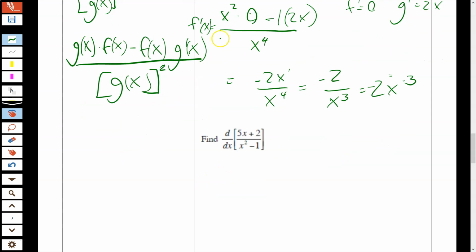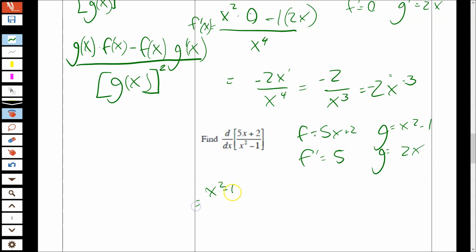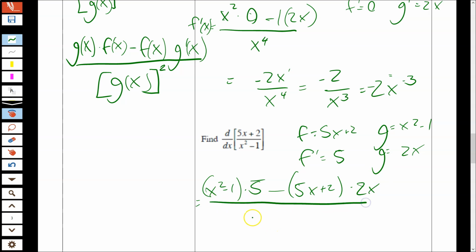We'll do a harder one. So here, my top function is 5x plus 2. Its derivative then is 5. My bottom function is x squared minus 1. Its derivative then is 2x, right? And then again, I just follow my model. So x squared minus 1 times 5, minus 5x plus 2 times 2x, all over x squared minus 1 squared.